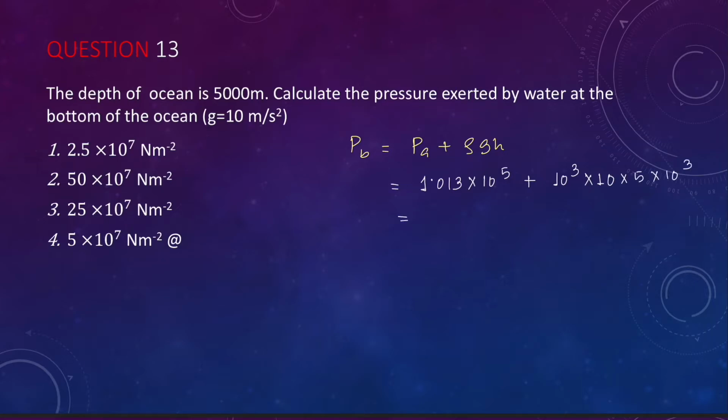So this is 1 into 10 to the 5 plus 5 into 10 to the 7. Since the first term and the second term differ by 2 orders of magnitude, you can neglect this in comparison with this number. So the result is 5 into 10 to the power 7 Newton per meter square.